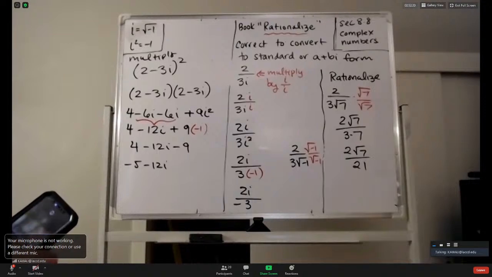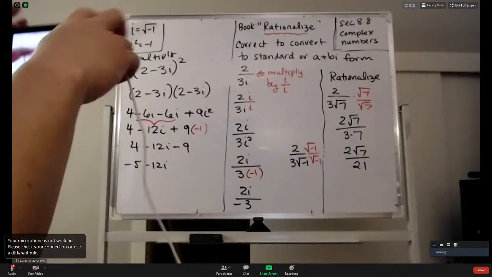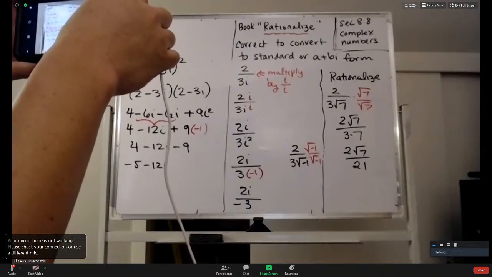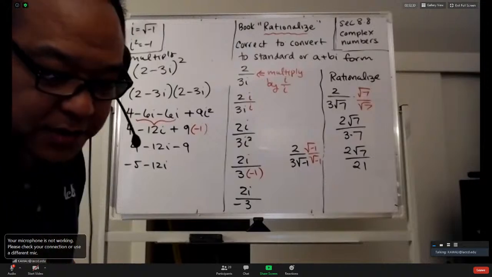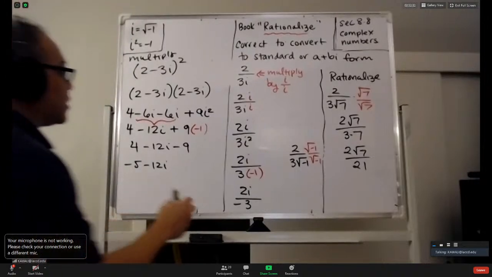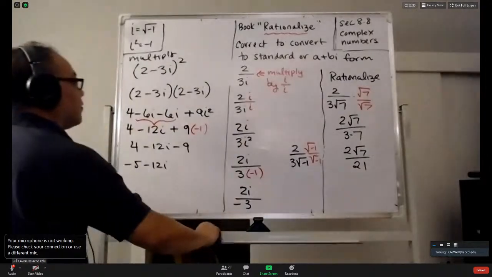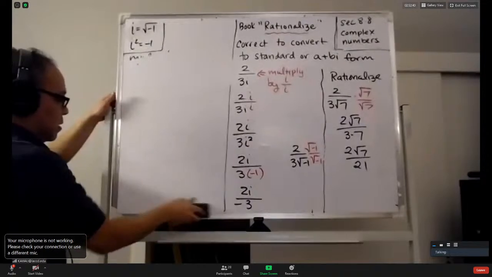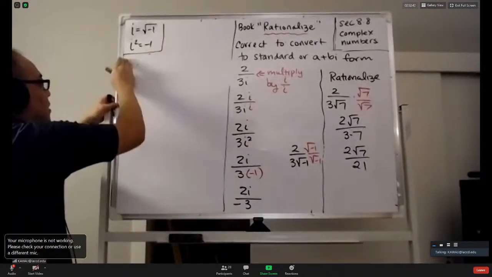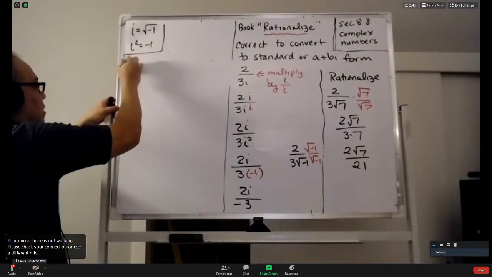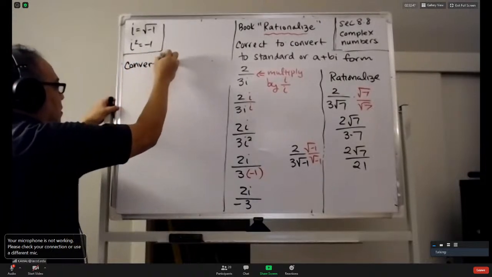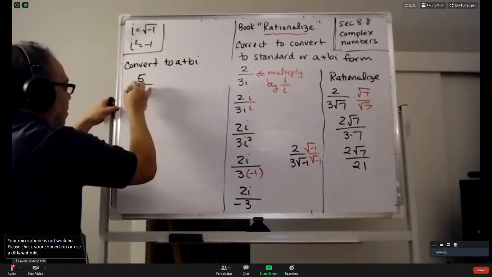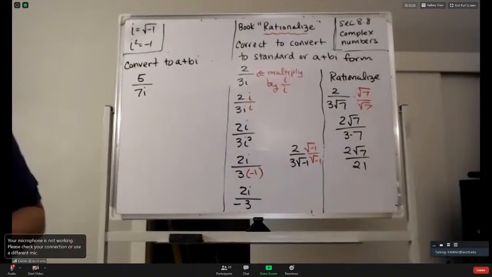Let me give you guys one to try. Erase this. The book will say rationalize. That's not what you're really doing. You're converting this to a plus bi form. Let me give you something like this. And just multiply it by i over i.